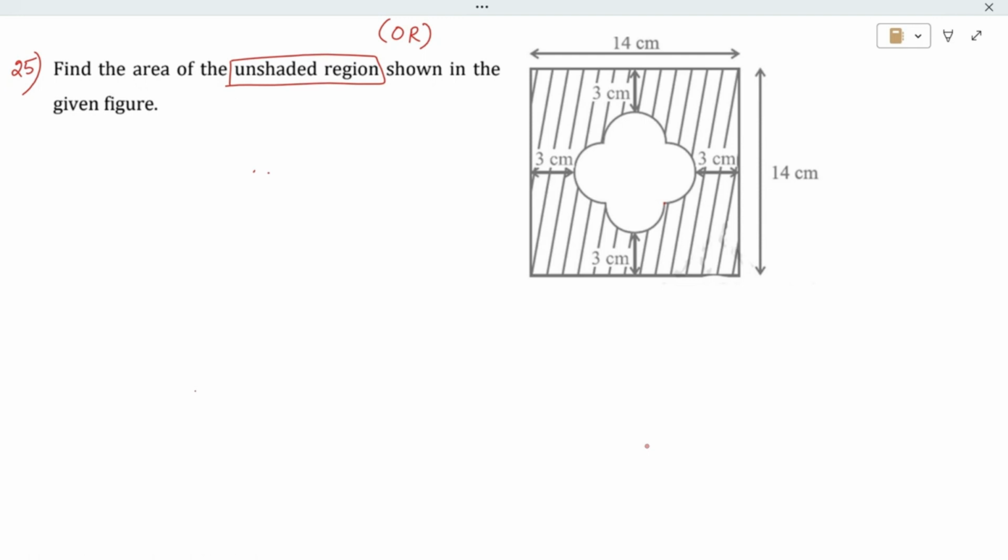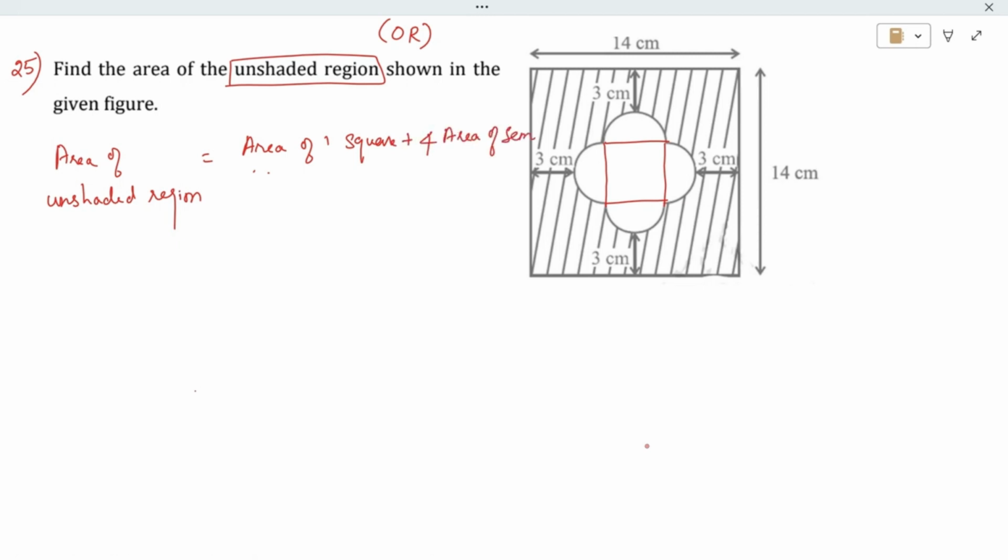So in this blank region, I can see four semicircles. If I draw the diameter for each semicircle, it makes a square. So what is the area of the unshaded region made up of? Area of the unshaded region is made up of the area of one square plus four times the area of a semicircle, isn't it?